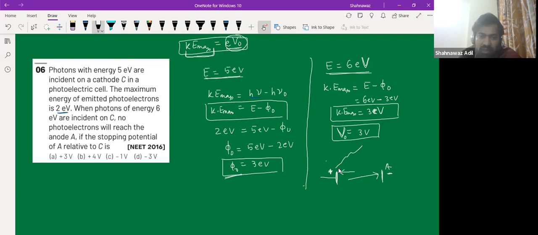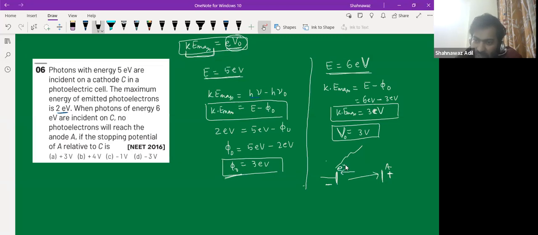Yes, what should be the potential? So this is a cathode, so this is the negative part, right? If this is the cathode, which means this is negative, and this is the anode. So this is negative, this is positive, and this is the electron which is ejecting.